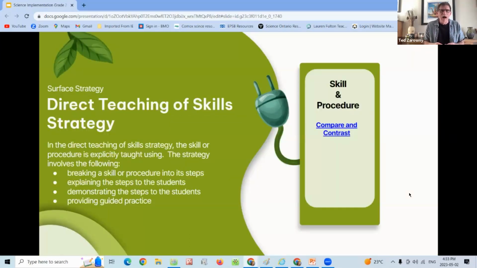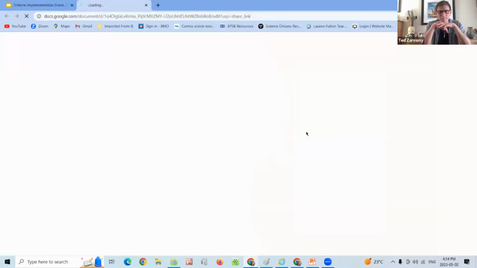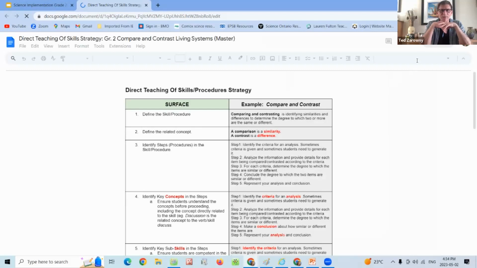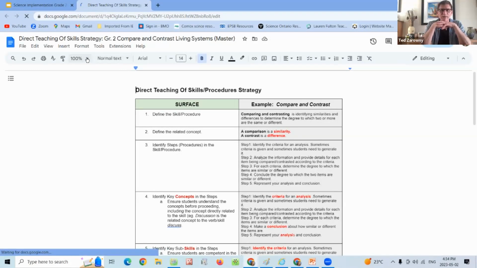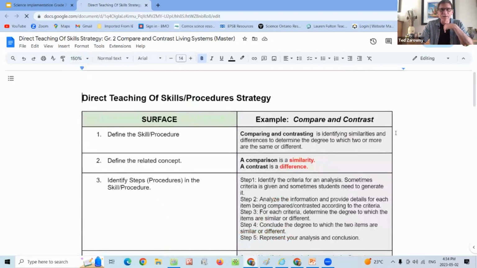Next. One of the strategies that I use for teaching skills, especially big ones, and Chris is going to introduce another strategy for comparing and contrasting that may be more appropriate for grade 2. It depends on your crew, but I just want to introduce this one. Chris, if you don't mind just clicking on the link. The direct teaching of skill strategy is just that. It's explicitly teaching the skill to students. Here's what it is. We're going to learn how to compare and contrast today, and here's how we do it.